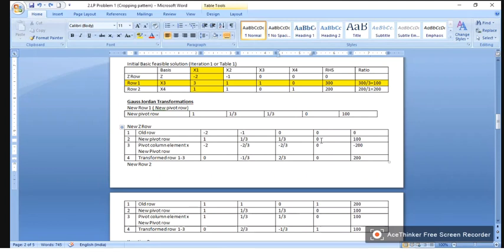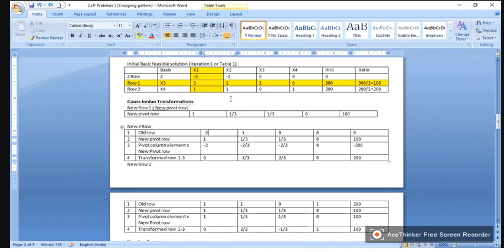Next, 0 into -2 is 0. 100 into -2 is -200. So the transformed row will be 1 minus 3. This is this minus this one. -2, -2. Minus of minus will become plus, it will become 0. So pivotal column element into new pivot row means it's the Z row, sir.